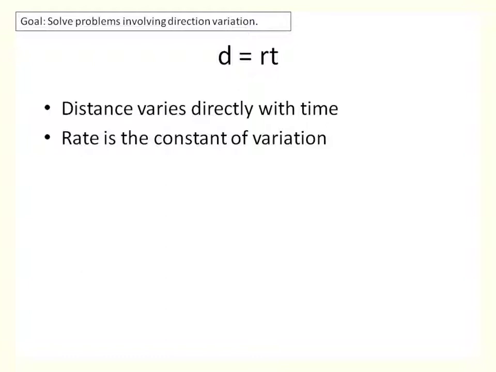I'm not going to do any examples on the video for you, but you do need to know d equals rt. Distance varies directly with time. This is really a y equals kx problem, just specifically for distance, rate, and time. So if distance varies directly with time, your rate is your k value, your constant of variation. So make sure you have that written down.